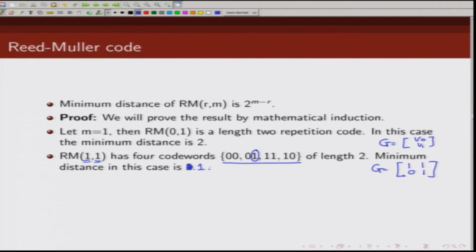And let us check. In this case m is 1 and r is 1. So, 2 raised to power 1 minus 1, 2 raised to power 0, that is 1, and that is what we are getting. Fine. So, this is true for m equal to 1. Now, let us assume it is true for any m equal to m, and then we will try to prove that it is also true for m equal to m plus 1.